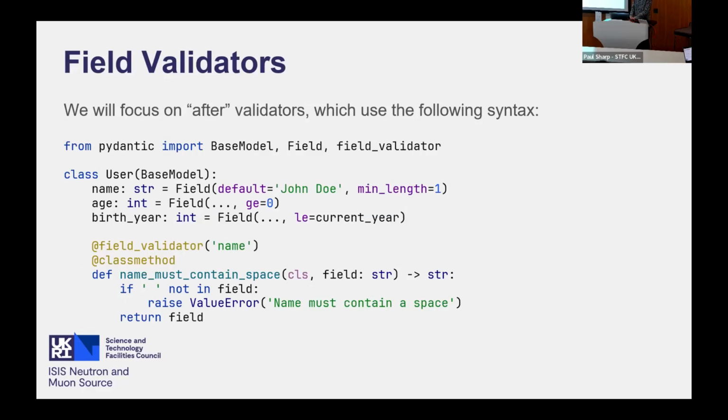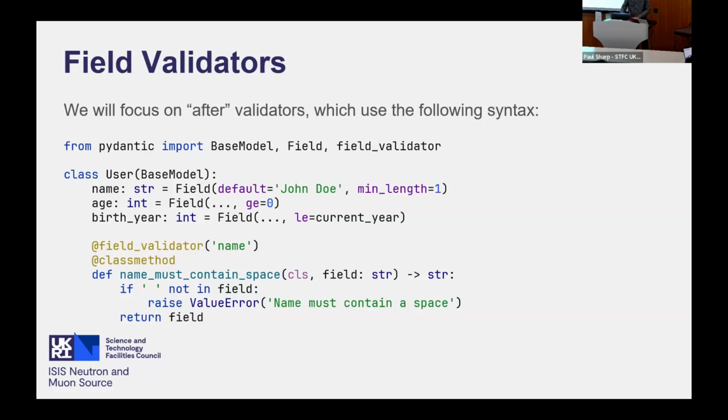So we've got our user model once again defined in the same way. For our field validator here, we've got the decorator @field_validator and the name of the field, this being the name field that we want to validate. We've got a decorator saying it's a class method. And then we've defined our function saying that the name must contain a space. So we've got the class, we've got the name of the field, which is a string, as we know from up here. And it returns a string because it's going to return the field. So we've said, if there isn't a space in the field, we raise a value error saying that the name must contain a space, and otherwise return the field. So if we put in just the first name or just the surname or something like that, we'll raise this error through this validator.